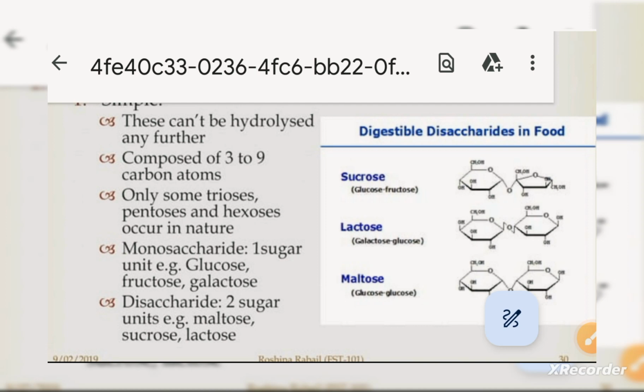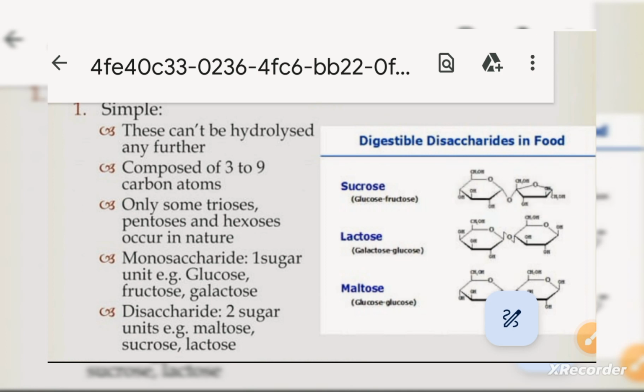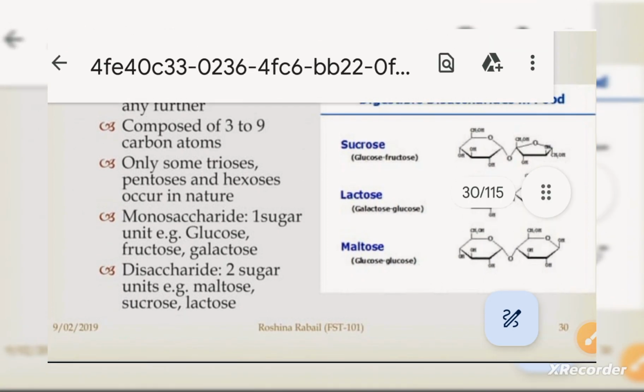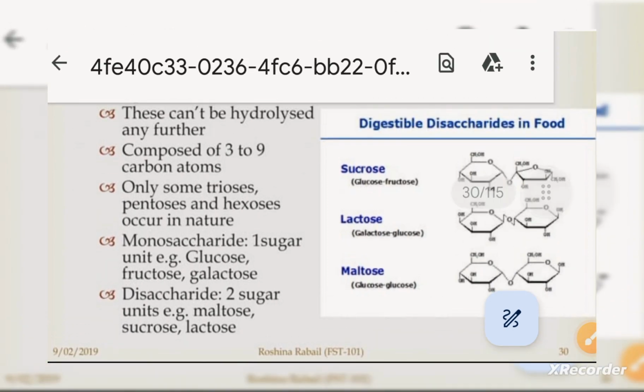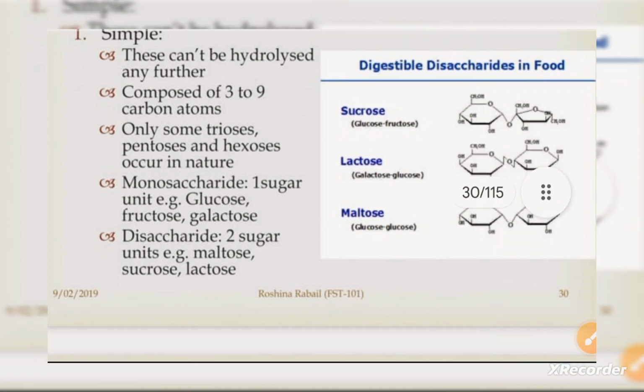Glucose is the simplest form, and there is no further breakdown. Only 6-carbon unit sugar is available on our earth, all over the universe. Carbon 6 sugar is available, not carbon 5, not carbon 3. It is the only sugar. These types were explained before in the slide.